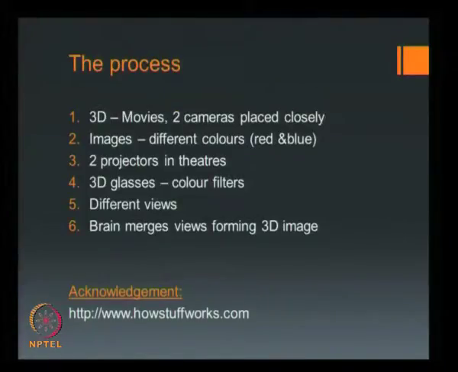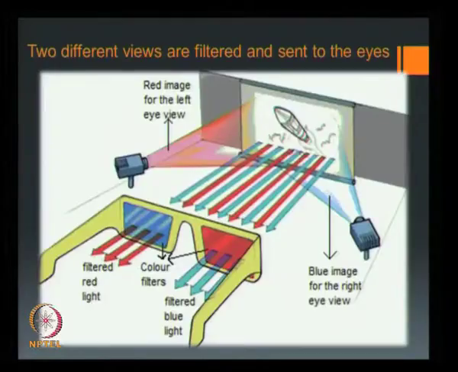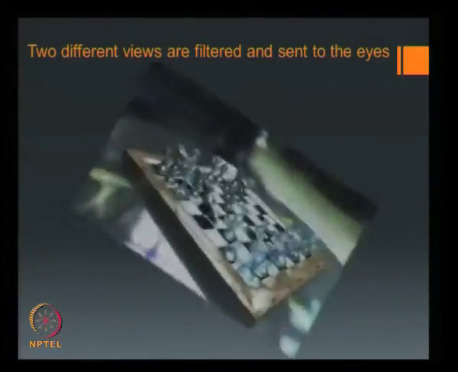The 3D movies are taken using red and blue cameras placed closely, and in theaters the color filters in the 3D glasses allow only, say, red light to enter the left eye and the blue light to enter the right eye, which are merged by the brain to give us a 3D image like this.